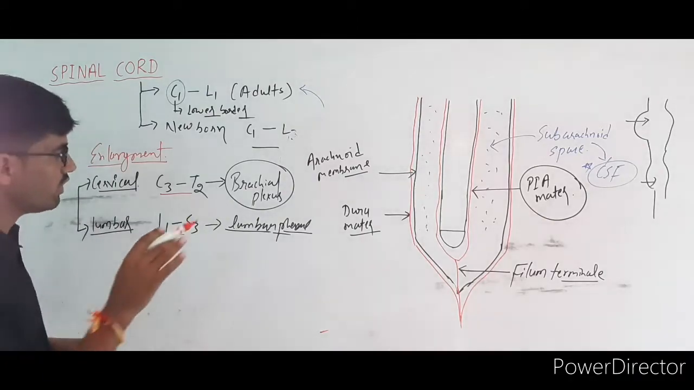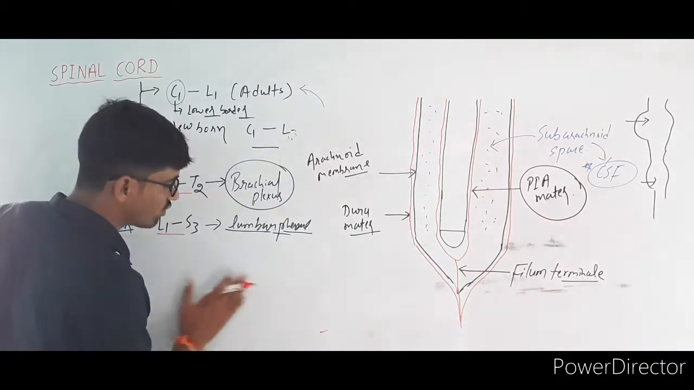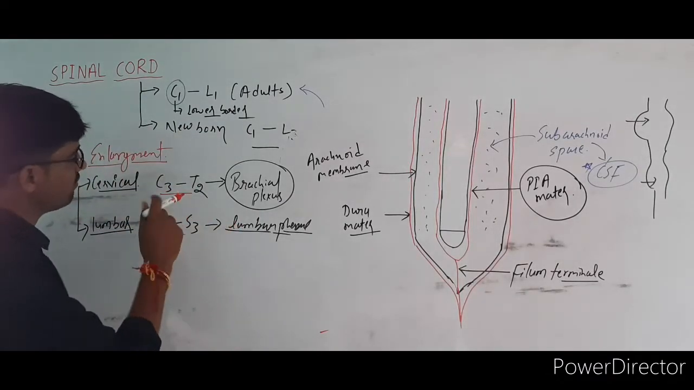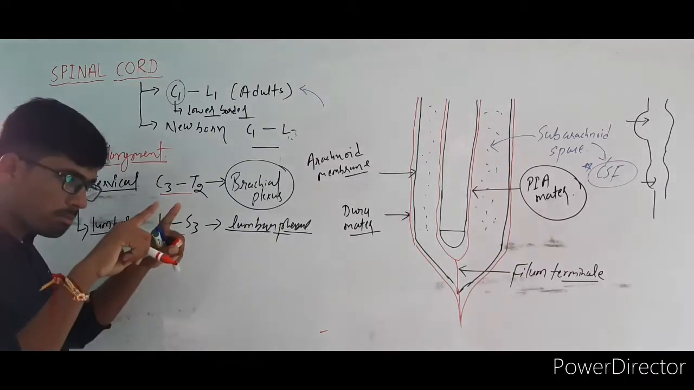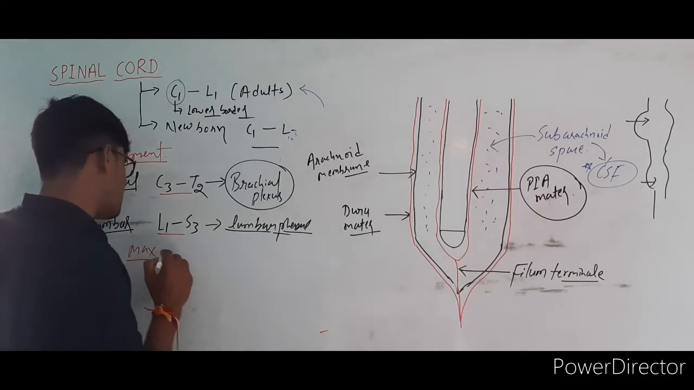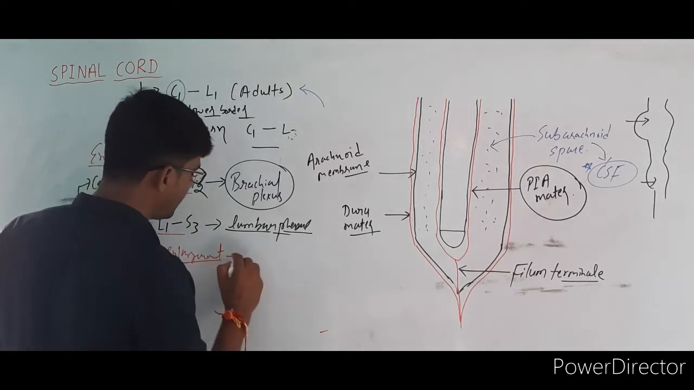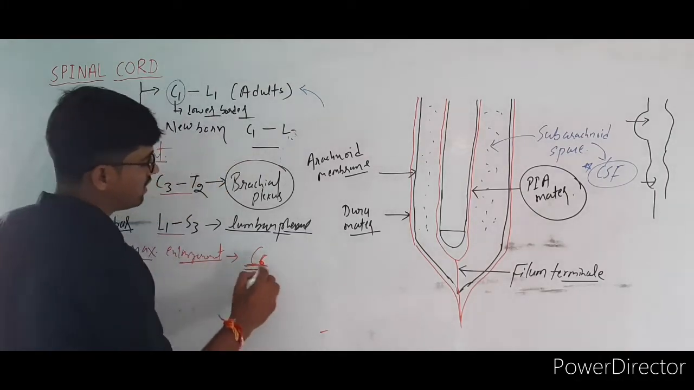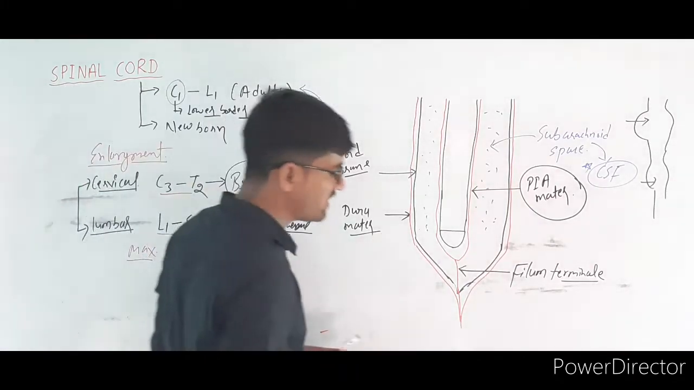The vertebral level is very important, you have to remember. One time JIPMER asked one question: at which vertebral level does the maximum enlargement of the spinal cord occur? Maximum enlargement is at the level of C6. These things you have to remember, okay? At the level of C6, maximum enlargement. So these are the normal things about the spinal cord.